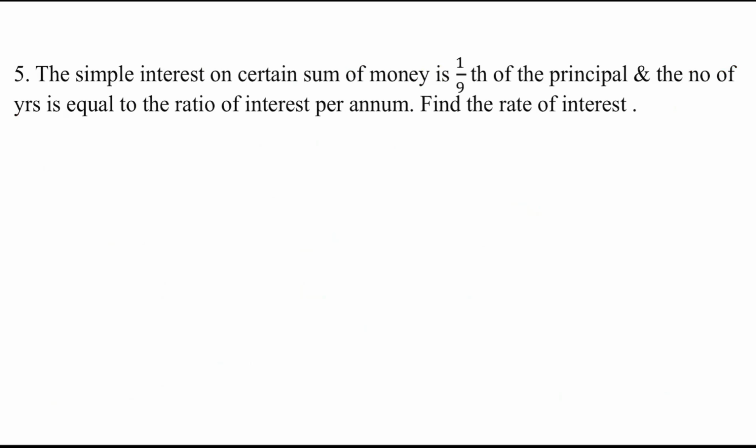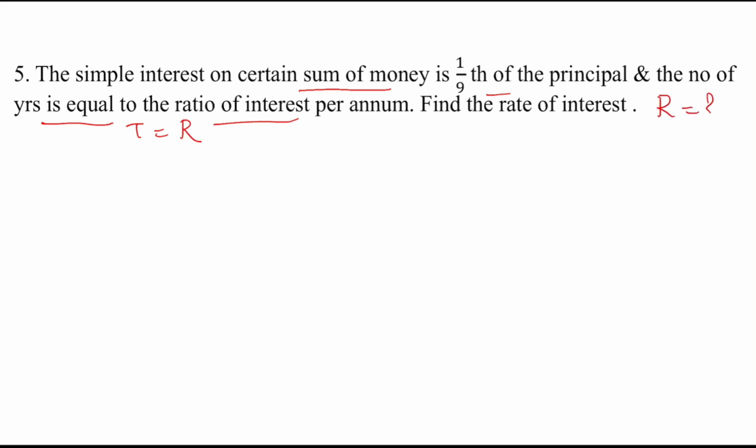The simple interest on a certain sum of money is 1/9 of the principal. We don't know the principal. It is 1/9 of the principal, means the simple interest he is getting is 1/9 of the principal, and the number of years is equal to the rate of interest. Okay, time is equal to rate. Find the rate of interest.